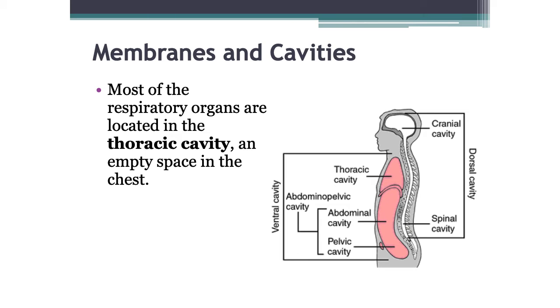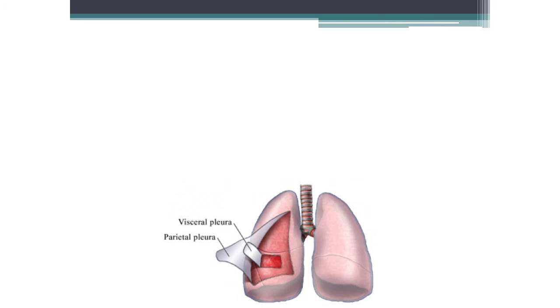Membranes and cavities. Most of the respiratory organs are located in the thoracic cavity, the empty space in the chest. So we see the thoracic cavity is where you're going to see your lungs, in the upper part. Your lungs and your heart are all in that same region.